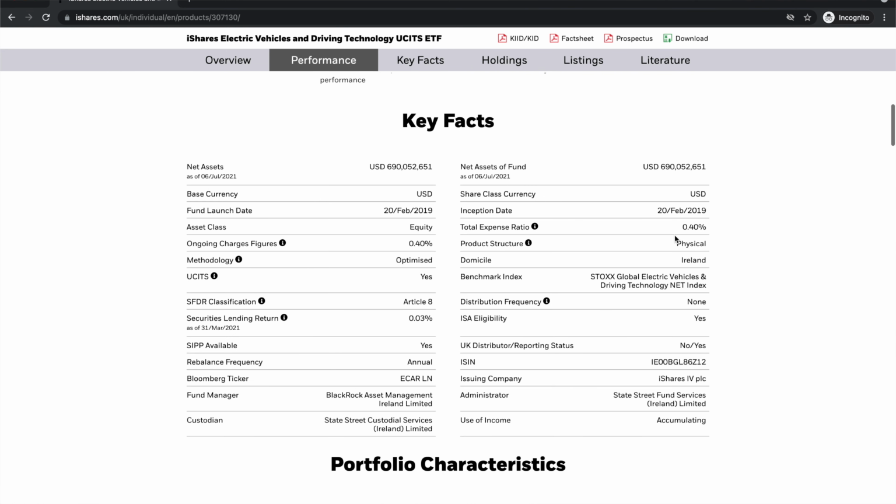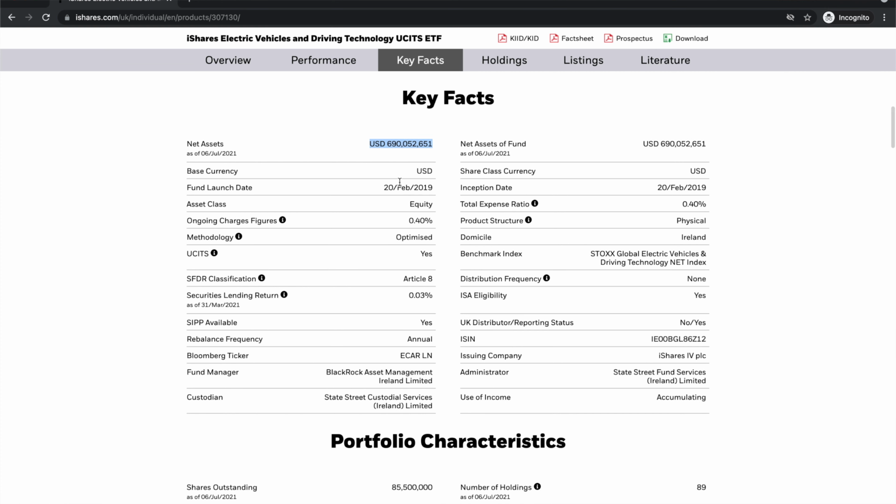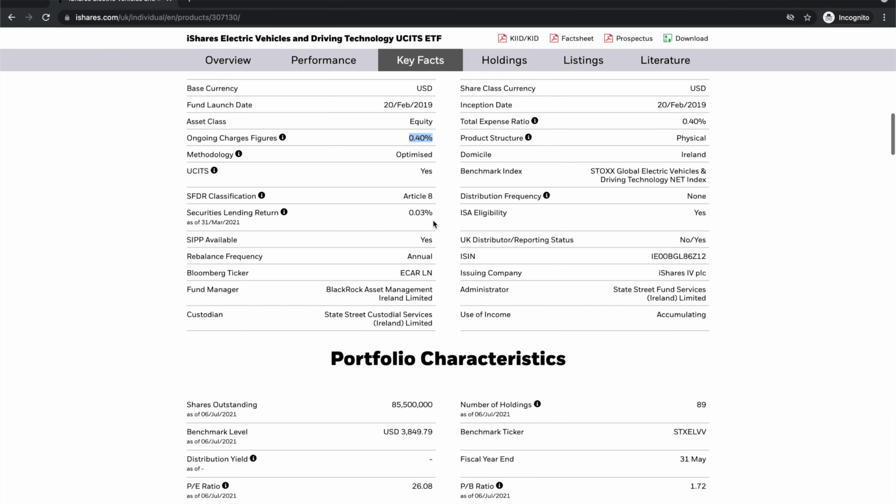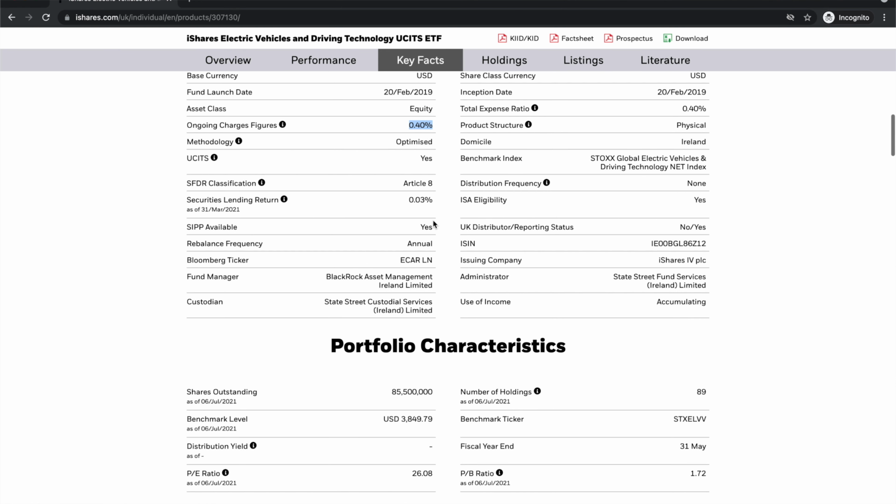Okay, we have here the key facts. So the net assets held by this fund, roughly 690 million in stocks of these electric vehicle companies. Here we have the fund launch date or inception date, which is the 20th of February in 2019. So it's fairly recent, fairly new. Asset class equity, the charges. And here we have the benchmark index, the Stoxx Global Electric Vehicles and Driving Technology Index.